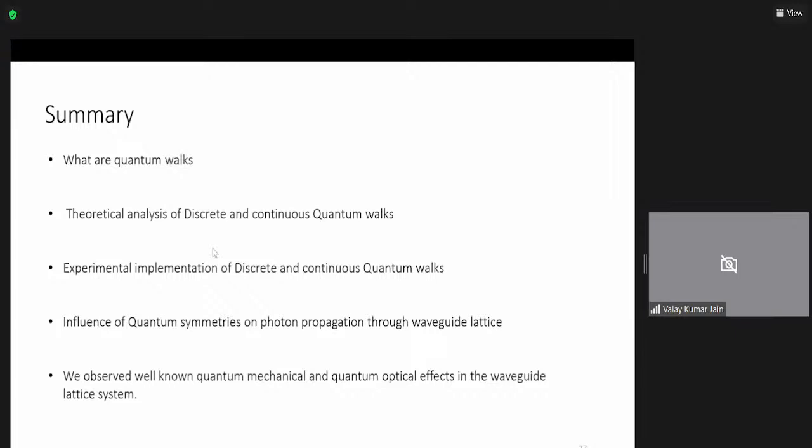I told you about the influence that quantum symmetries have on photon propagation in waveguide lattices. And we have actually observed well-known quantum optic effects, such as Anderson localization, the Hong-Ou-Mandel effect, etc. In the waveguide lattice system, we have reproduced these well-known effects. And so we know that our mathematical analysis and our experimental implementation are very consistent. And so I can do quantum walks, I can play with them, and I can do all sorts of useful things, which I told you in the beginning of the talk.